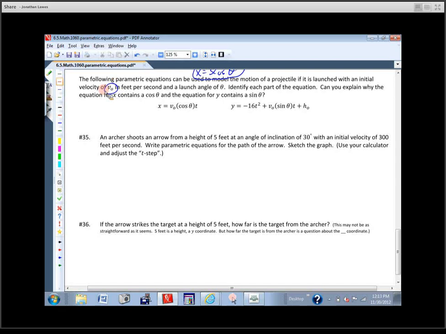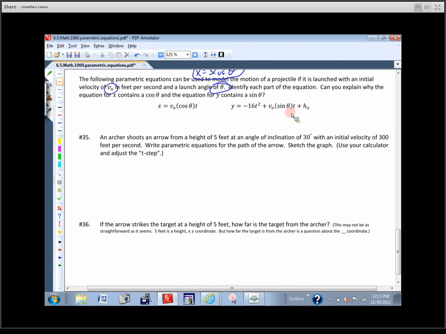if we launch it with an initial velocity, and we use v naught for the initial velocity, in feet per second, and we launch it at that angle right there, we can actually keep track of where this object is horizontally and vertically using two separate equations. So we can use an equation for x to figure out where it is horizontally, and we can use an equation for y to figure out where it is vertically. Okay?